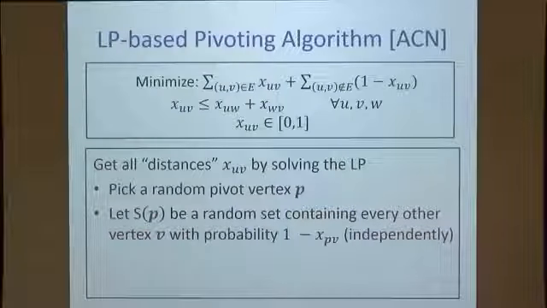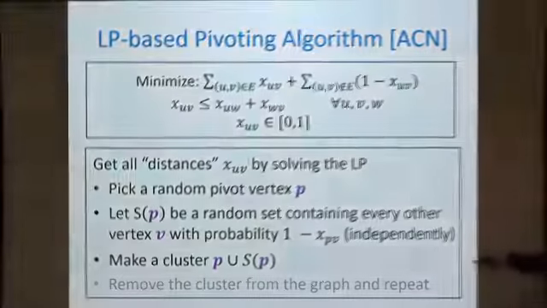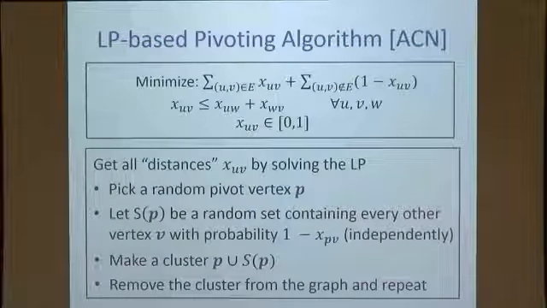You pick a random pivot vertex, so let's call it P. And now you form a cluster of P together with a randomly chosen set. I'll call this set S of P. The randomly chosen set contains every other vertex with probability which is 1 minus the distance. So the reason for that is pretty simple. We want the vertices which are close to be in the cluster with P with probability very large. And if they are far, the probability should be small. So here is just a linear function of the distance, 1 minus the distance. And note that these decisions are made independently for each of the other vertices. Okay? And then we make a cluster consisting of P together with this random set S of P. And we just recurse on the rest, as before.